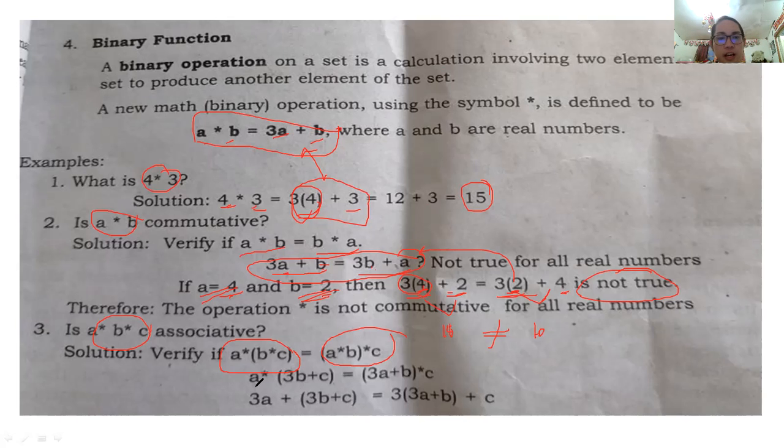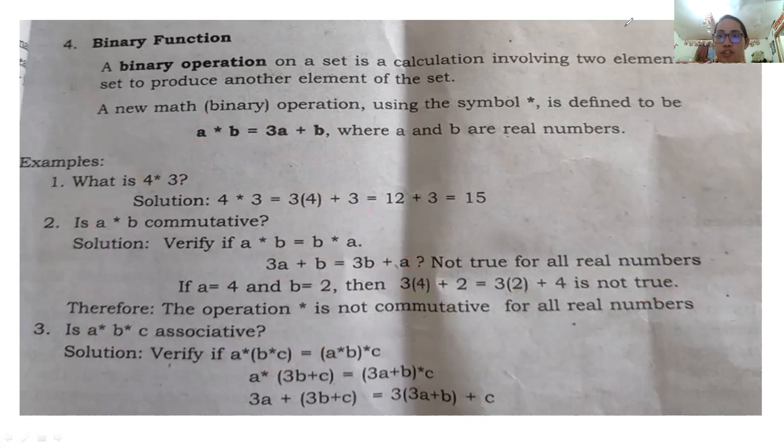So as you can see, the formula in here, we have it in here. So A asterisk, A asterisk 3B plus C is equal to quantity 3A plus B close quantity asterisk C, which gives you 3A plus the quantity of 3B plus C is equal to 3 times 3A plus B plus C. So that's how you verify if this is associative. Just follow the rule. Just follow its notation and then you will just get it right away.